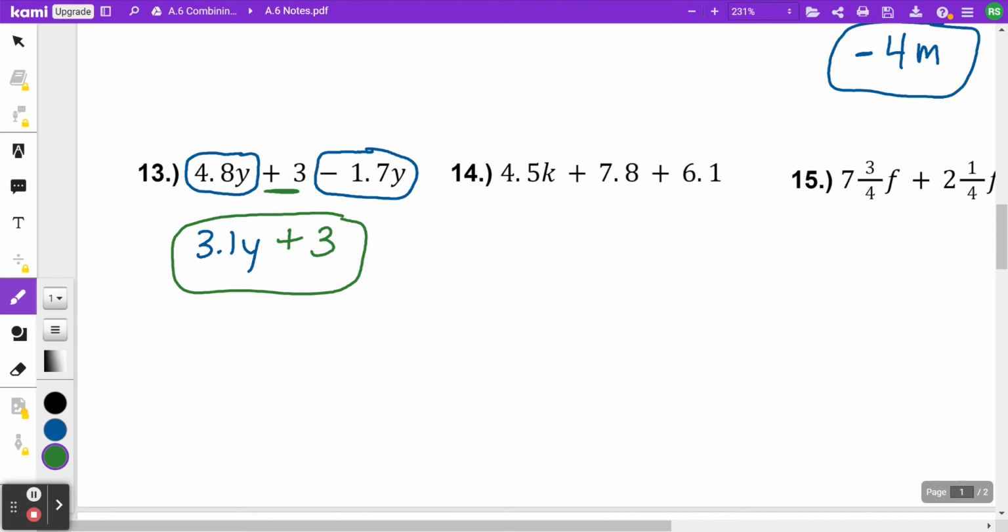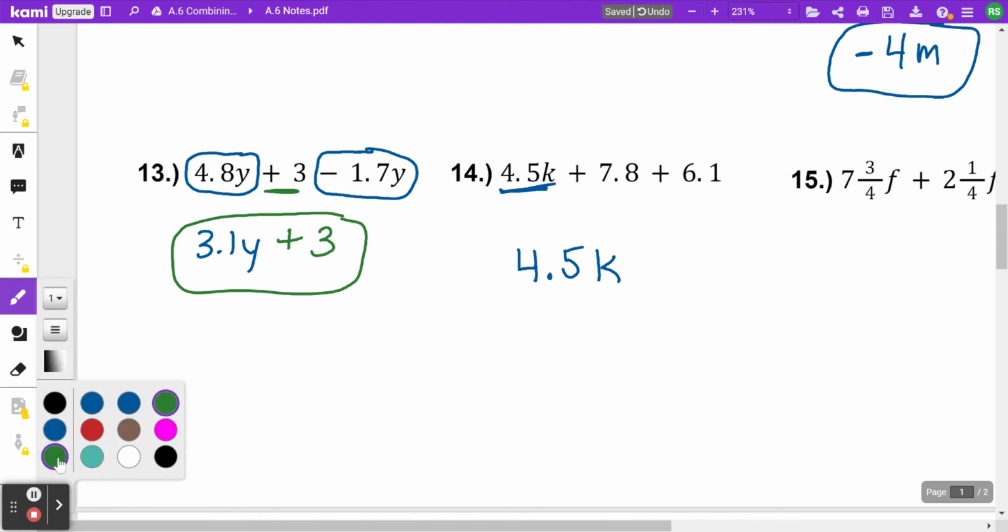Let's see, 4.5k plus 7.8 plus 6.1. Let's look at this 4.5k to start. Is there any like terms that combine with that? And the answer is no. There's really no like terms that combine with that. So let's just bring down our 4.5k.